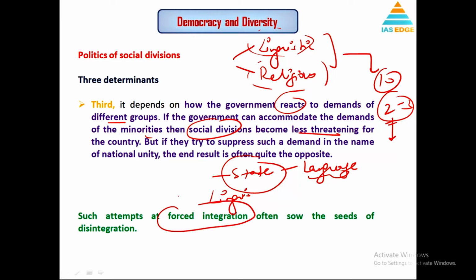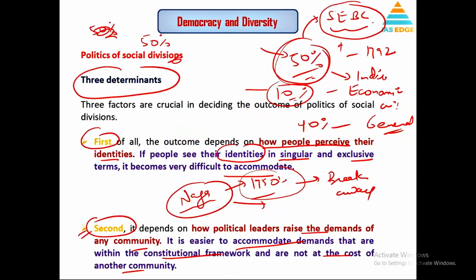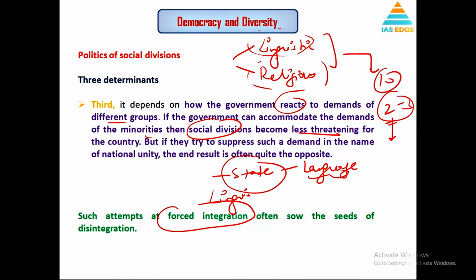So you have multiple identity. You are Indian, and you belong to a certain state. In fact, I go further. You belong to a certain city. You belong to a certain taluka. You belong to a certain village. So you have multiple identities, and that is okay with you. Nothing wrong in that. So forced integration is not important, not needed.